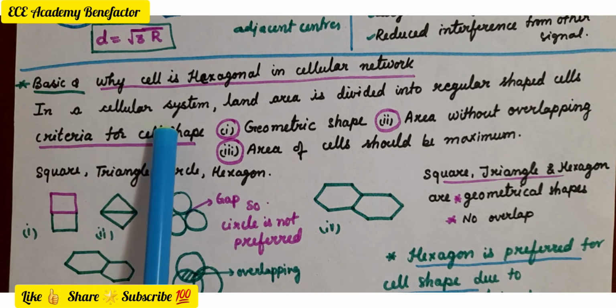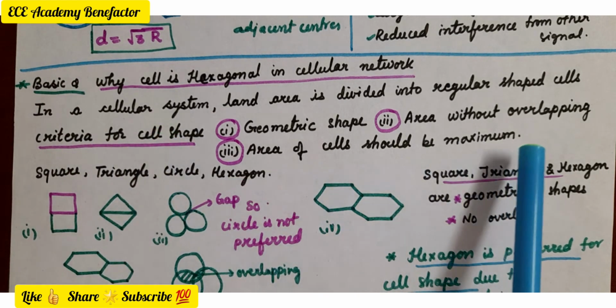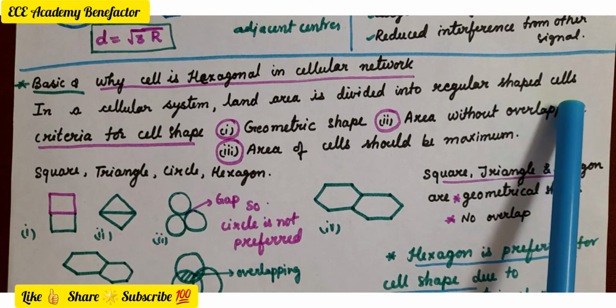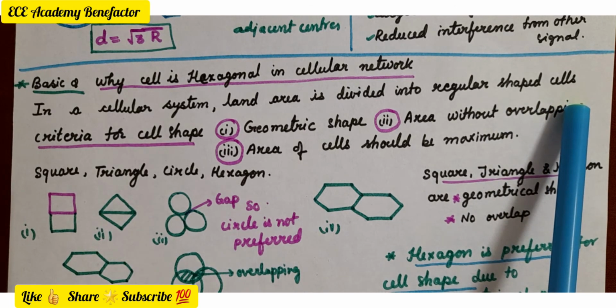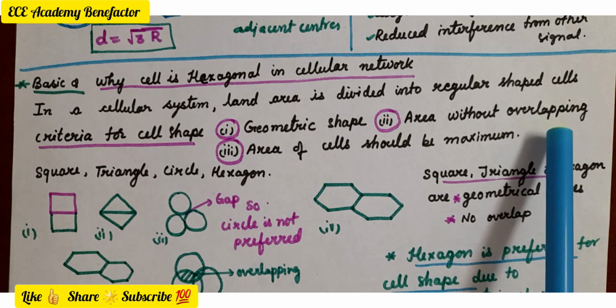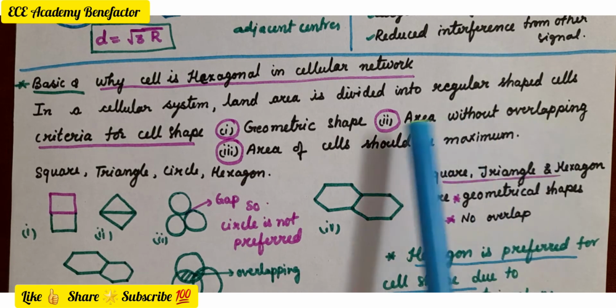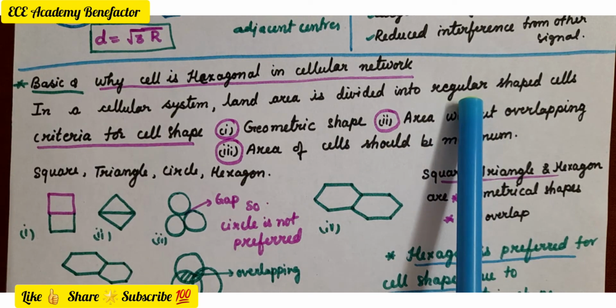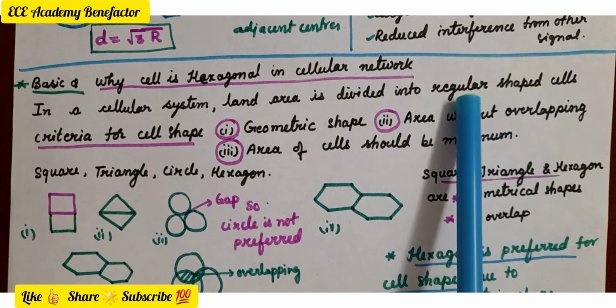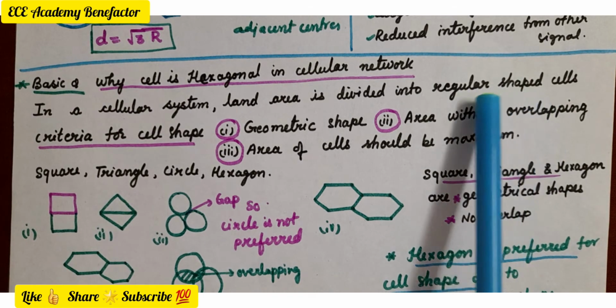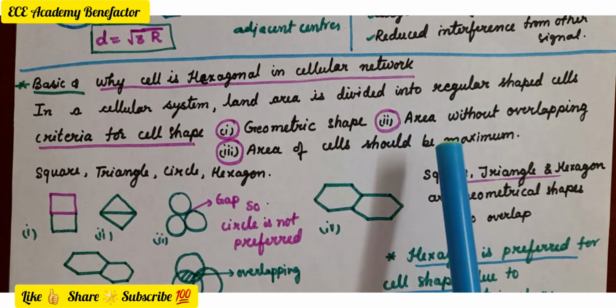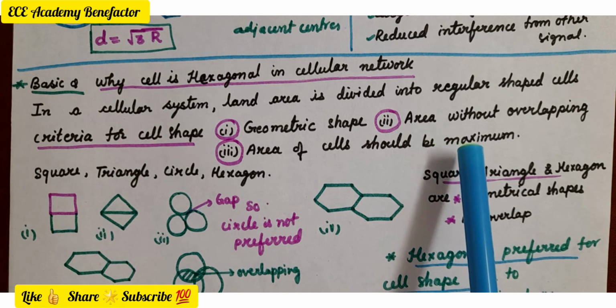In a cellular network, the land area is divided into regular shaped cells. So, we have seen what is a cellular network. Cellular network is a radio network distributed over land areas called cells. So, the land area is divided into cells of regular shape. We have to divide the coverage area into cells of regular shape.